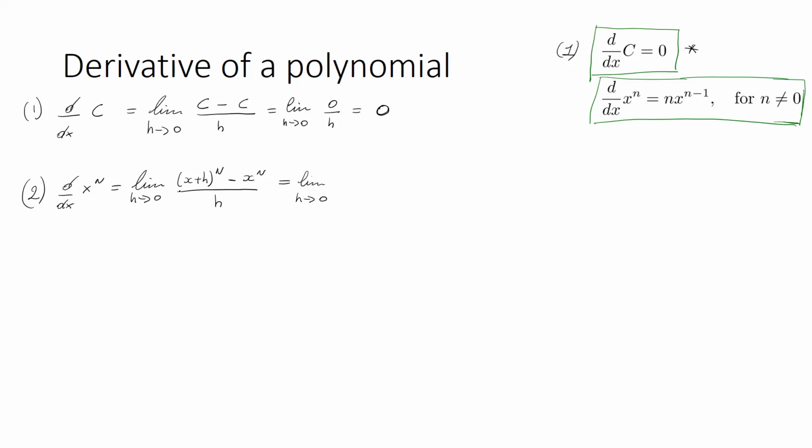What I'm going to do is show you what this term looks like if I write it out in full. So if I take (x + h)^n and work that out, the first thing I'm going to get is x^n. And then the next term is going to be n times x^(n-1) times h.